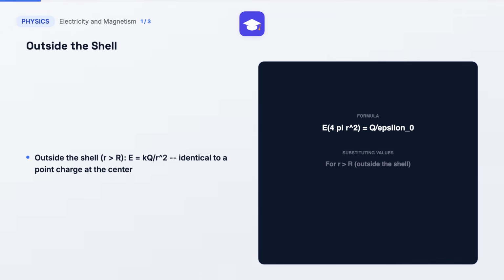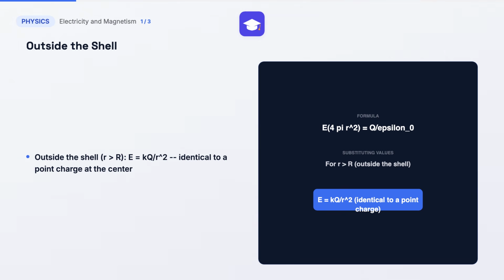For a thin spherical shell of radius R carrying total charge q, spread uniformly over its surface, the field at a point outside the shell, at distance r from the center, with r greater than R, is given by E equals kq over r squared, exactly the same formula as a point charge q placed at the center.